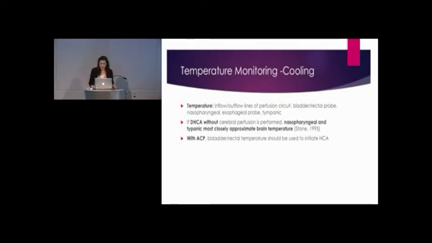So the bladder temperature changes are usually delayed compared to a nasopharyngeal or a temperature probe. So if deep hypothermic circ arrest without cerebral perfusion is being performed, the nasopharyngeal or tympanic probe most closely approximates the brain temperature. If you're using antegrade cerebral perfusion, then the bladder or the rectal temperature can be used to initiate hypothermic circ arrest. Again, during rewarming, there should be less than an 8 to 10 degree arteriovenous difference up until 30 degrees, and then some advocate that there should be less than a 4-degree difference above 30 degrees. Dr. Alamri will talk a little bit more about cooling rates later on in this talk.